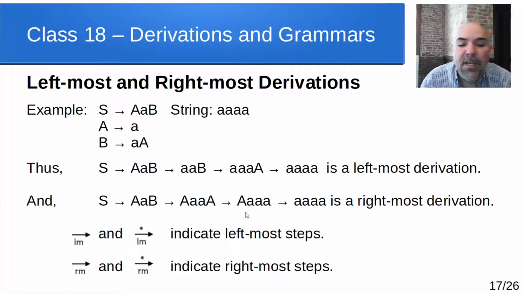Now, the way we indicate those leftmost and rightmost is with these symbols here. So an arrow with LM underneath it, or an arrow with a star over it with LM underneath it. LM stands for leftmost. So this is a leftmost single step along a derivation. This is 0 or more leftmost steps along a derivation. And then rightmost is the same thing, but with RM underneath it.